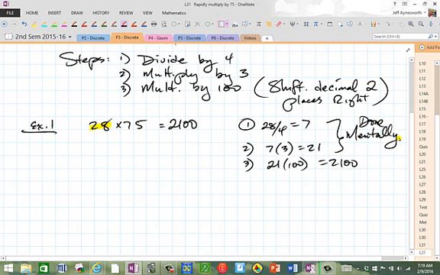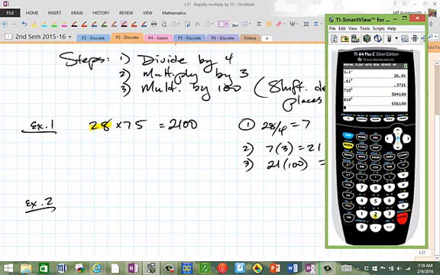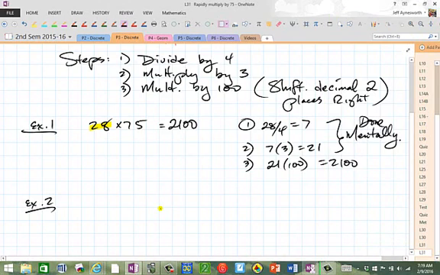Let's get some experience and do a few more examples. But before we do, let's check that result just for fun. We have 28 times 75. Look at that, 2100.